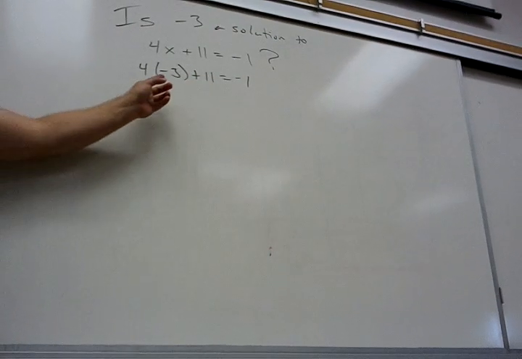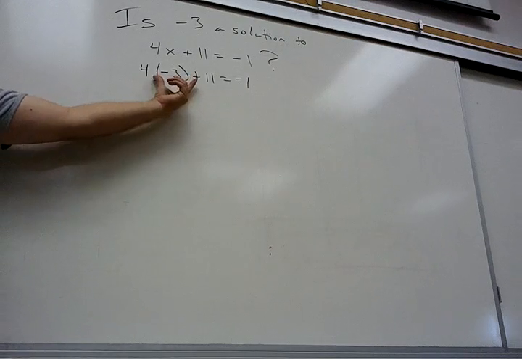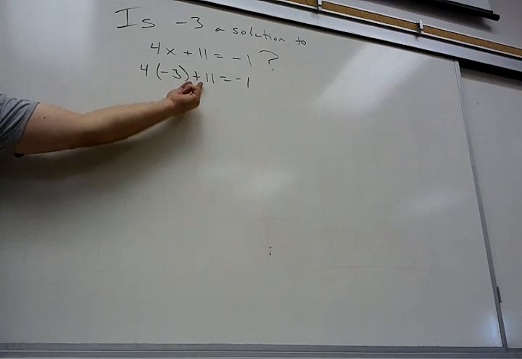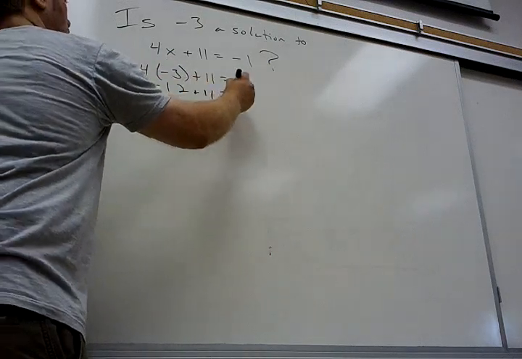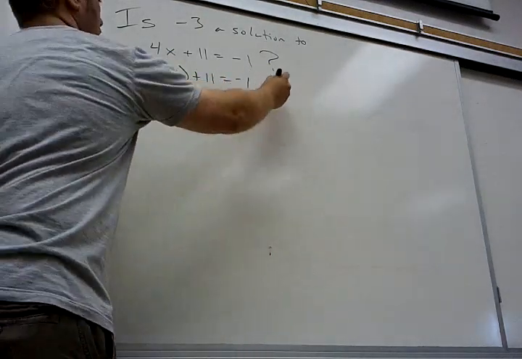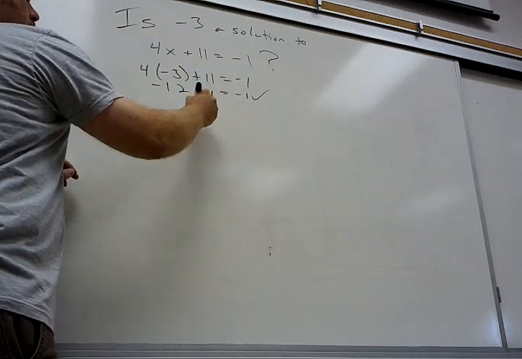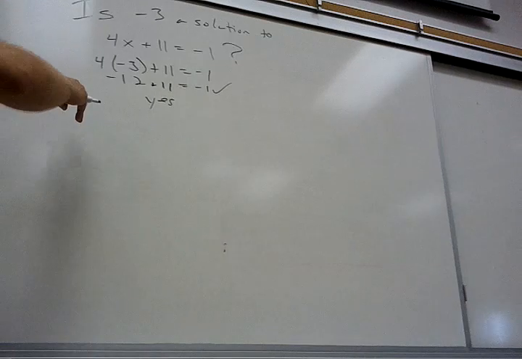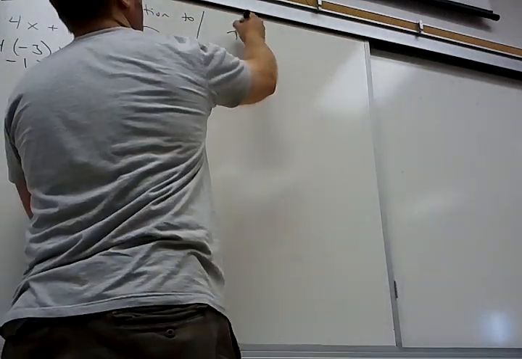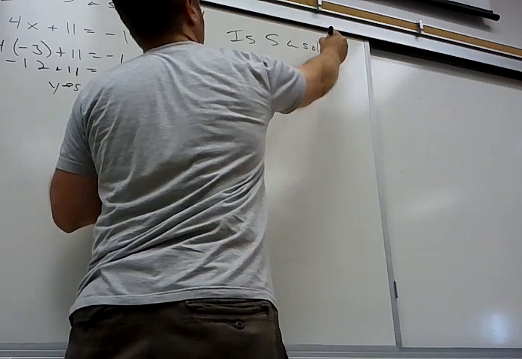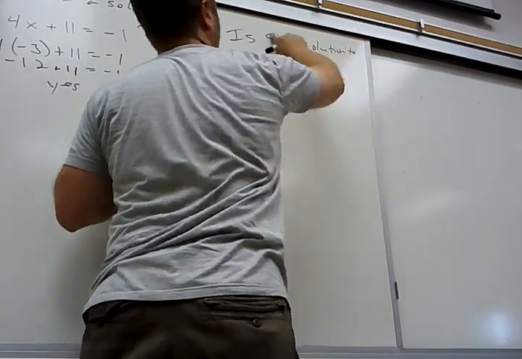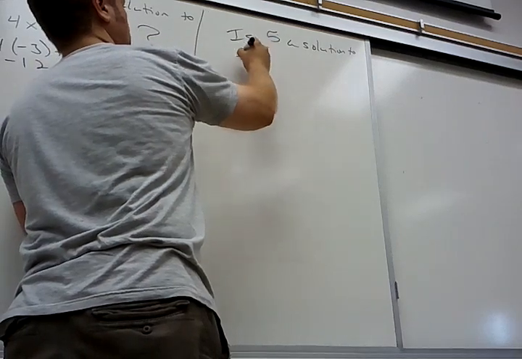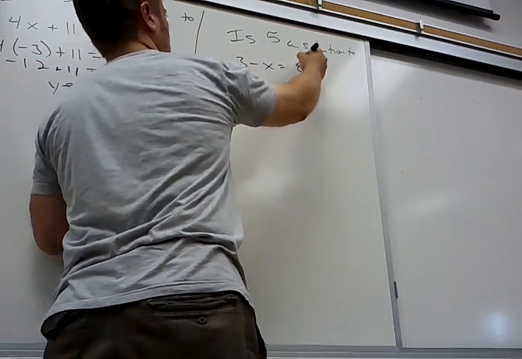Sure enough, what do you get? What do you have to do first on this side? Beautiful. You multiply before you add. So -12 plus 11 is -1. Check. So is it a solution? Yes. Cool. Now the funny thing is sometimes I'll get a problem like this. It'll say, is 5 a solution to 3 minus x equals 8.